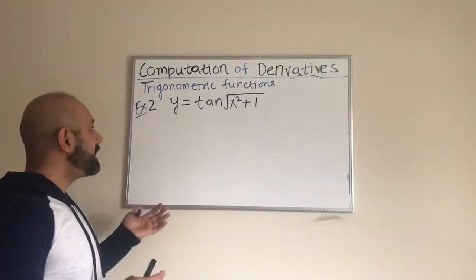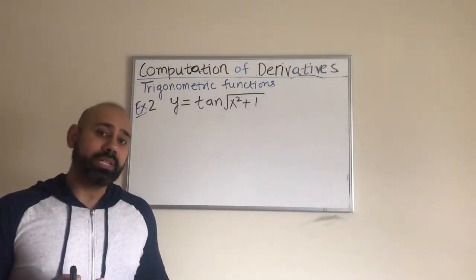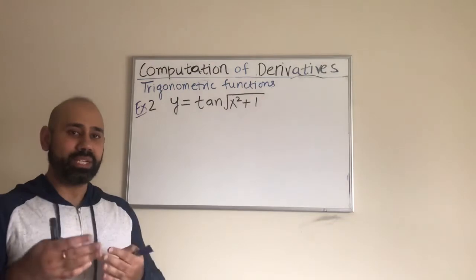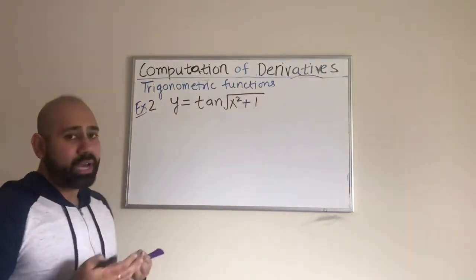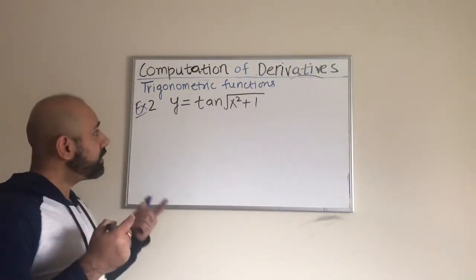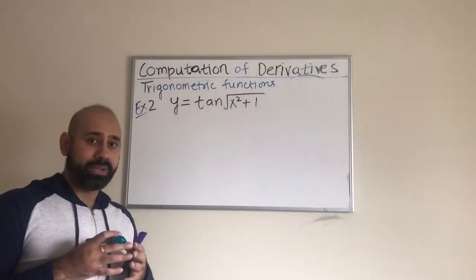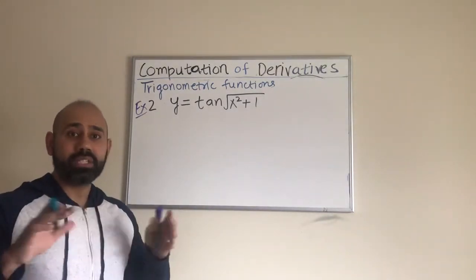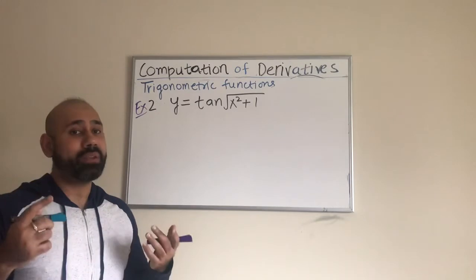Another example. In this example, we are trying to find the derivative of a tangent function, but it is not just a tangent of x, it's the tangent of a radical function. So guys, the first thing we have to really observe here is that the tangent function is again raised to the power of an invisible 1.